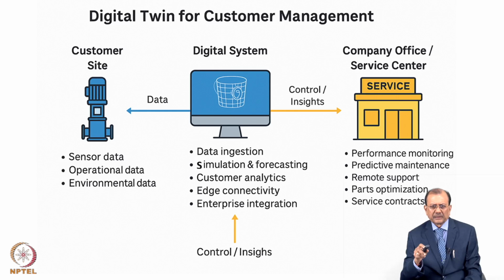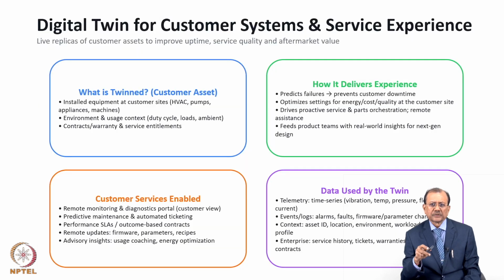If you see in the customer system, on one side there is a customer site. It means you are providing service to a customer, customer plant, customer site. Certain services are expected to be provided. And you have a company office which is getting the data, and here is the digital twin or digital system. Companies like Schneider Electric, Siemens and Royal Philips, there are many companies that set up digital twins for customer services. Let us see one example. So, digital twin for customer service experience.